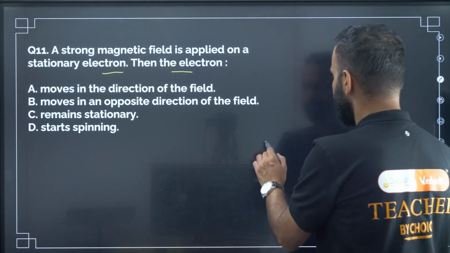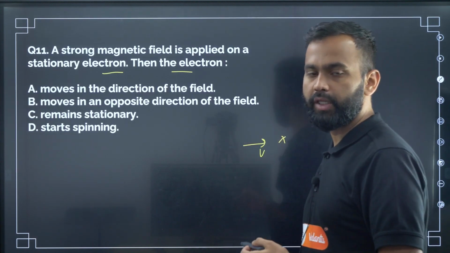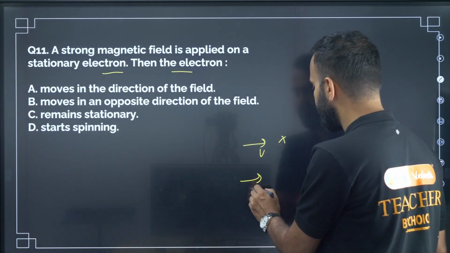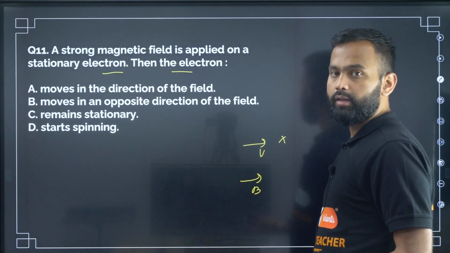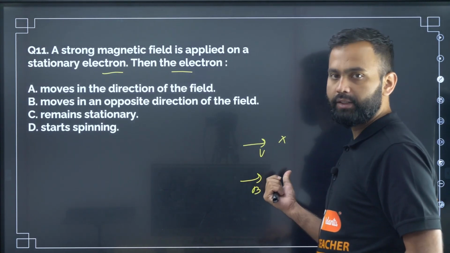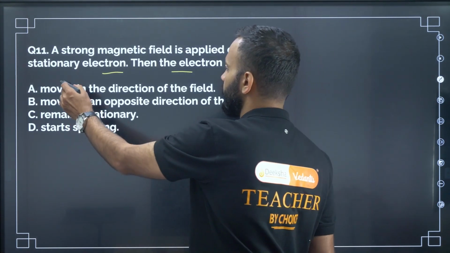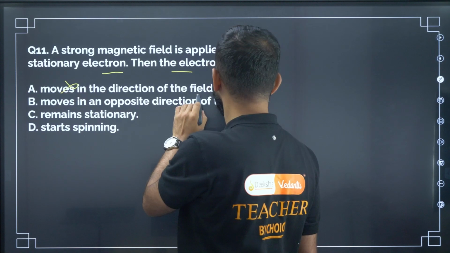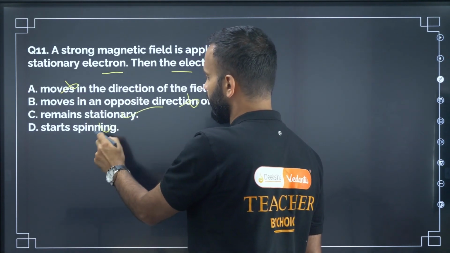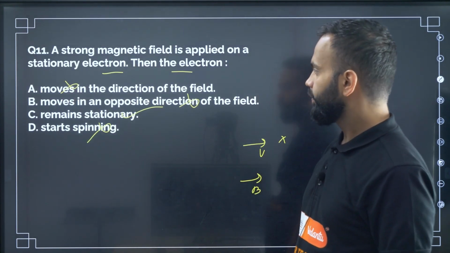If the velocity of the electron is perpendicular to the magnetic field, then it will take a circular path. If the velocity of the electron is in the same direction as the magnetic field, there will be no effect on the electron, right? So option A is wrong. Option B, moves in opposite direction of the field, wrong. Option C, remains stationary, correct. Option D, starts spinning, wrong. So the correct option is remains stationary.